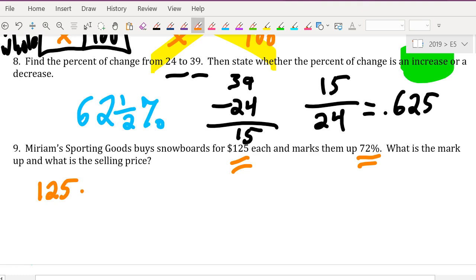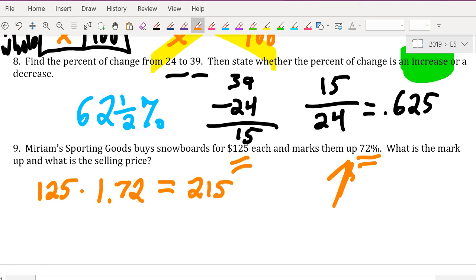We could do it in 2 steps. I want to do it in 1 step. Karina, go ahead. It's 125 times 0.72. Yes, that's the 2-step method. Okay, the 1-step method. Times what? Anybody? 1.72. Because they marked it up, so it includes the original 100%. And that amount is $215.